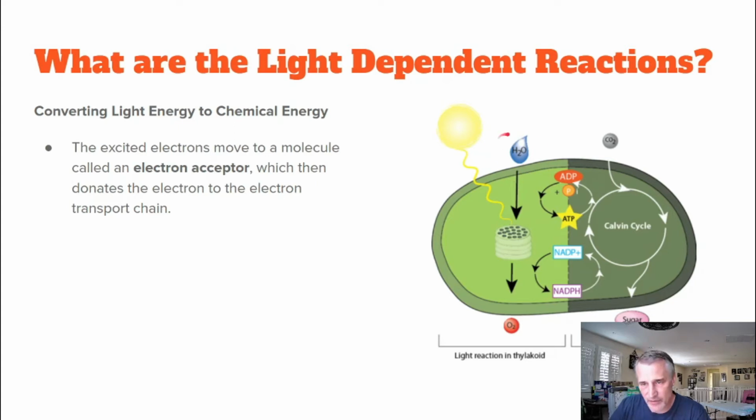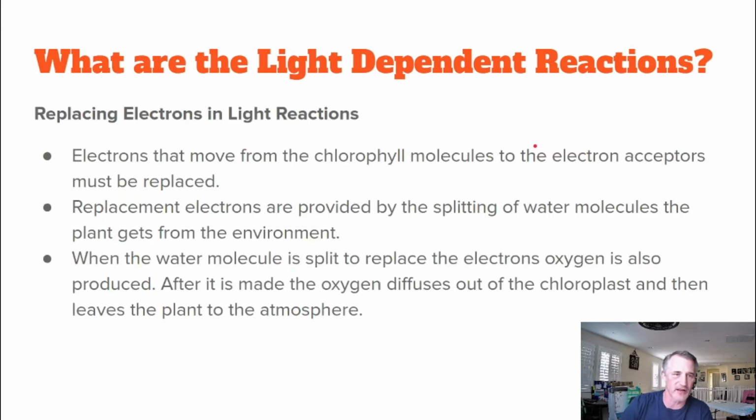So what is this right here? Why do we need water? Well, let's look at that. The electrons, once they're excited and passed off to the electron acceptor, have to be replaced. So electrons that move from the chlorophyll molecule to the electron acceptors must be replaced. The replacement electrons are provided by the splitting of water. So we take water in, H2O, and it's split into hydrogens and oxygen. And oxygen is one of the byproducts. So the water molecules split to replace the electrons, and oxygen is produced.